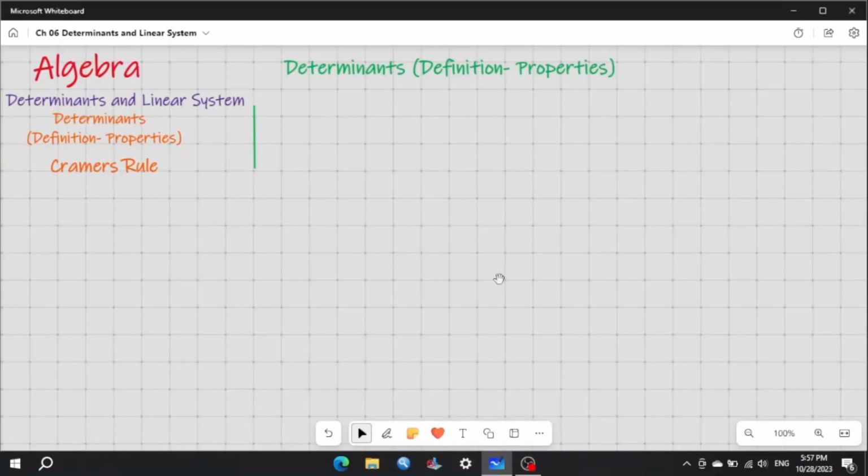Hello everyone, it's lecture 14, Determinants and Linear Systems. So, determinants, when I say determinants, is different from matrices. A matrix is just a rectangular arrangement of real numbers, okay? But determinants are different from matrices.